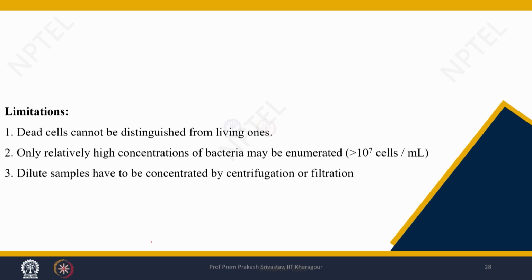Limitations. Dead cells cannot be distinguished from living ones. Only relatively high concentrations of bacteria may be enumerated, that is more than 10 to the power 7 cells per ml. Dilute samples have to be concentrated by centrifugation or filtration.